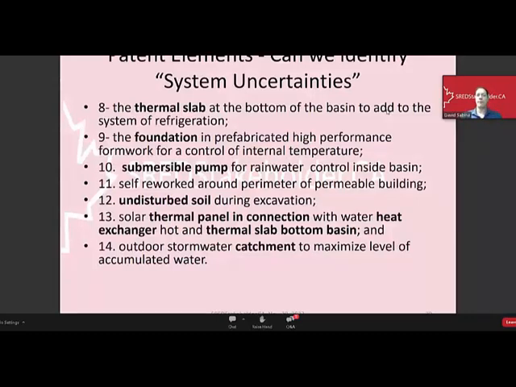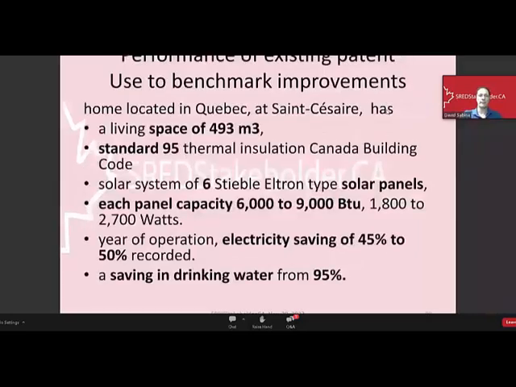So again, all of these things, the design of the foundation itself, the use of a submersible pump, having undisturbed soil, and having the thermal panel connection in there. Any one of these could have been potentially technological uncertainties that we could have gleaned from the original patent to talk about more in what we're doing to improve on the technology of the patent, as opposed to just recreate it. Okay?